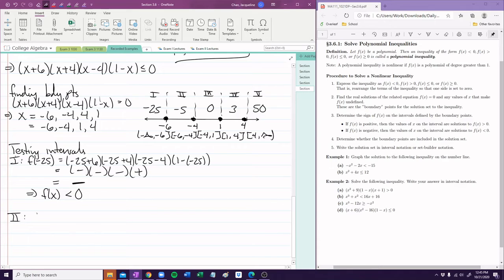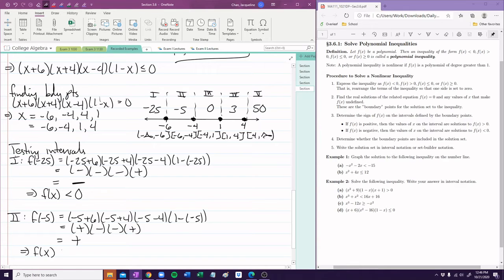My second interval, I have f of negative 5. So this is negative 5 plus 6, negative 5 plus 4, negative 5 minus 4, 1 minus a negative 5. So this is positive, negative, negative, positive. So this gives me positive. So this tells me f of x is greater than 0.